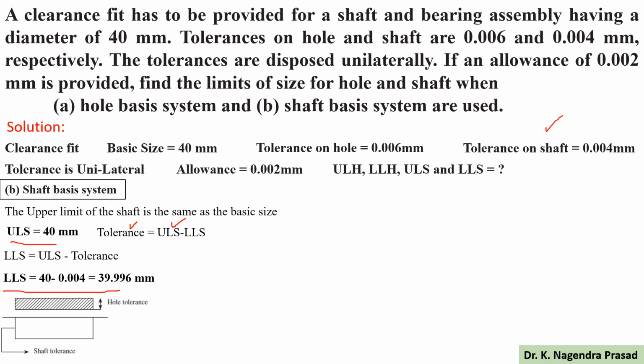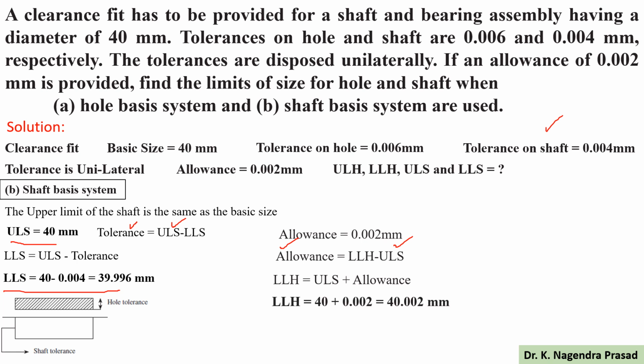Next we determine the limits of size for the hole. For this we have to use the allowance value. In the data it is given that the allowance equals 0.002 mm, and we know that allowance equals lower limit of the hole minus upper limit of the shaft. We know the allowance value and also the upper limit of the shaft. Then lower limit of the hole will be the upper limit of the shaft plus allowance. Then lower limit of the hole equals 40 plus 0.002, which is equal to 40.002 mm.